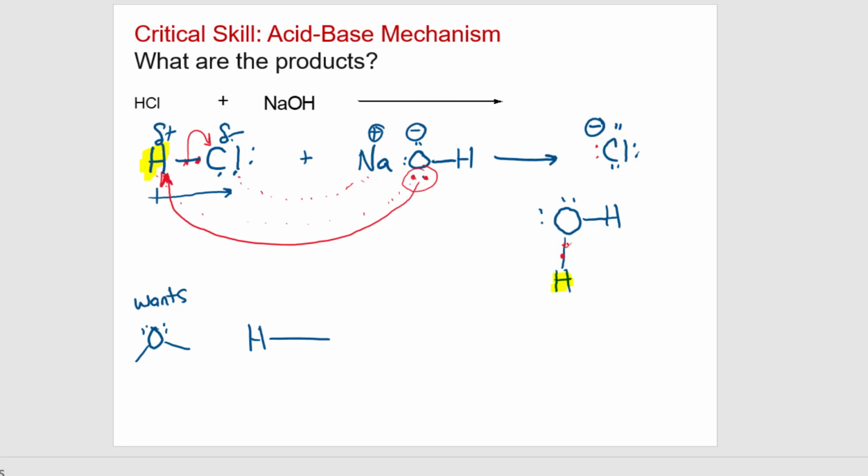And what else is floating around? Oh yeah, the Na plus is just floating around. It doesn't have any electrons. It doesn't have any extra to give. It's happy. Right? Why isn't the sodium doing anything? It's got a filled octet. It's fine. It gave the electron away. You do what you need to do. And it just has a new partner, NaCl.